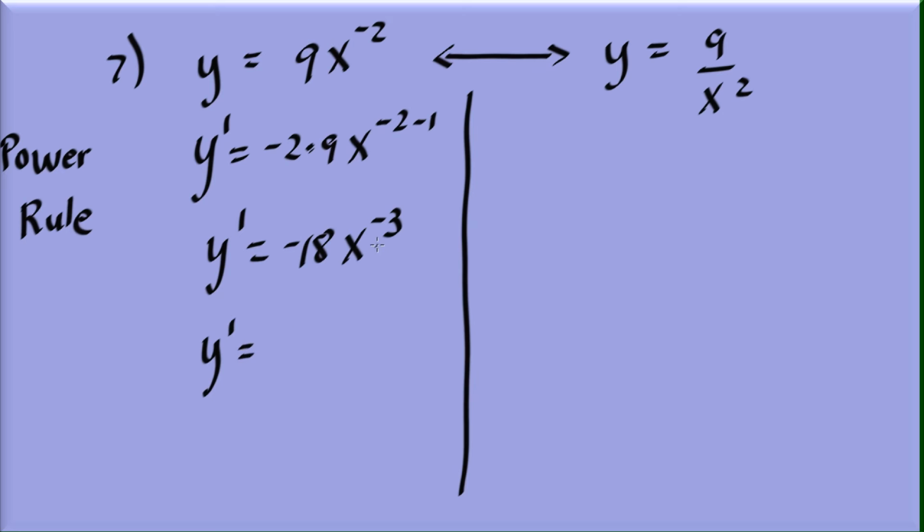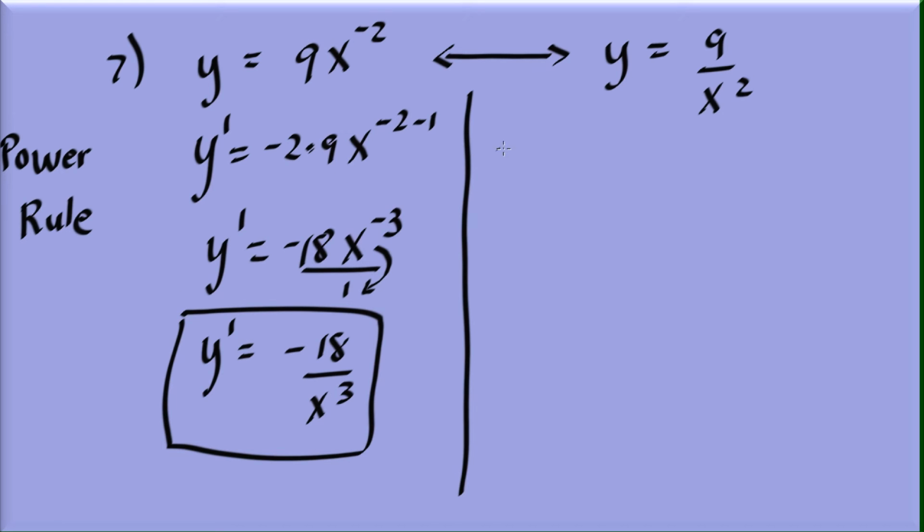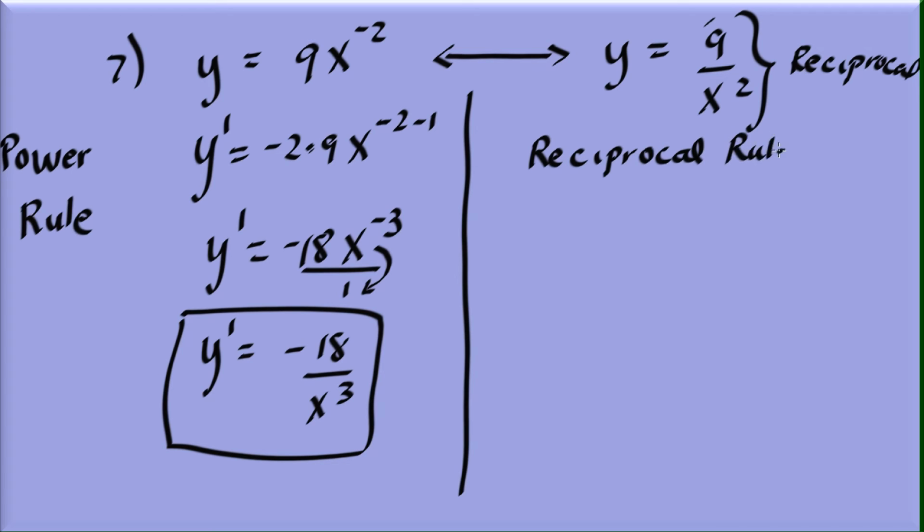If you want to rename it, you can move this x to the negative 3 down here and then switch the sign of the negative 3, okay? So you can use the power rule, or if you move this x to the negative 2 from the start, and then recognize this to be a reciprocal, then you can use the reciprocal rule shortcut, okay? Reciprocal rule shortcut or trick, okay?